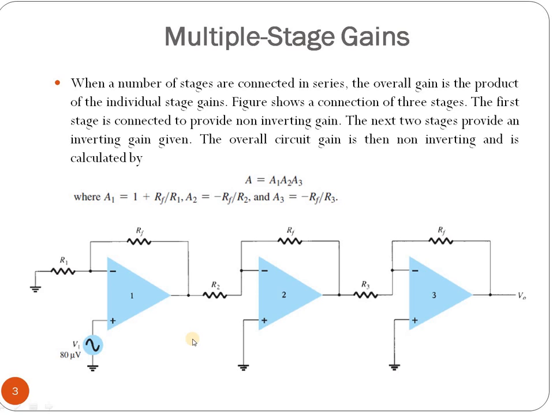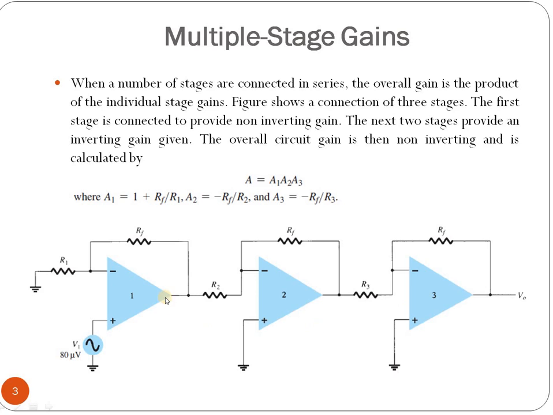Multiple stage gains, that means there will be several op-amps connected in series, and the number of stages, that means several stages. It may be 2 stages, maybe 3 stages, maybe 4 or more than that. So we need to calculate the overall gain of the total circuit, and that overall gain is the product of the individual stage gains. That means if we calculate the individual gains, then we can calculate the overall gain by multiplication of the individual stages. So in this figure, this connection shows 3 stages because we have 3 op-amps connected in series.